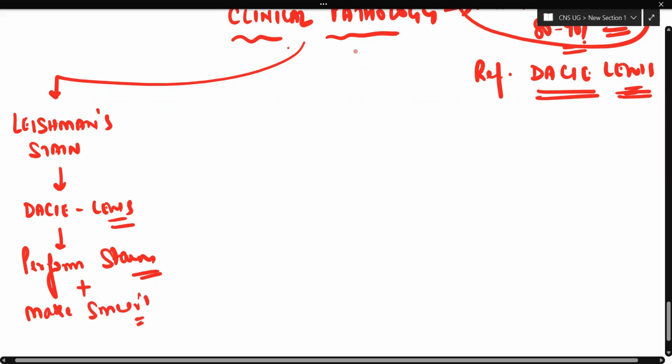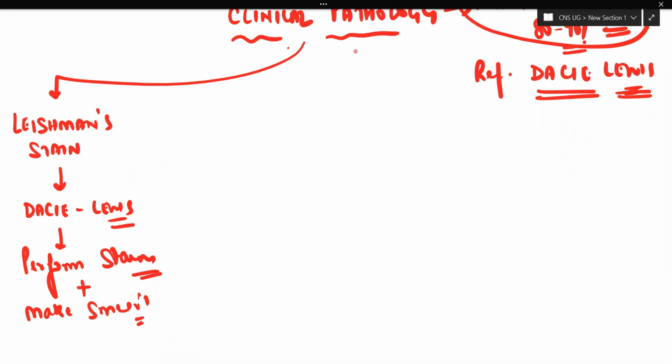You should be able to draw how much quantity of blood I will take on a slide, where I will keep the blood on the slide, then how am I going to make an ideal smear? All these things are given in Kothalkar in the peripheral blood smear chapter. You have to go and read those chapters.